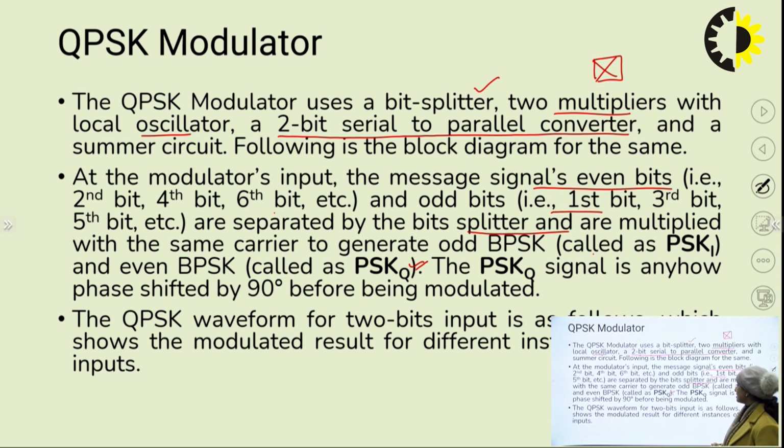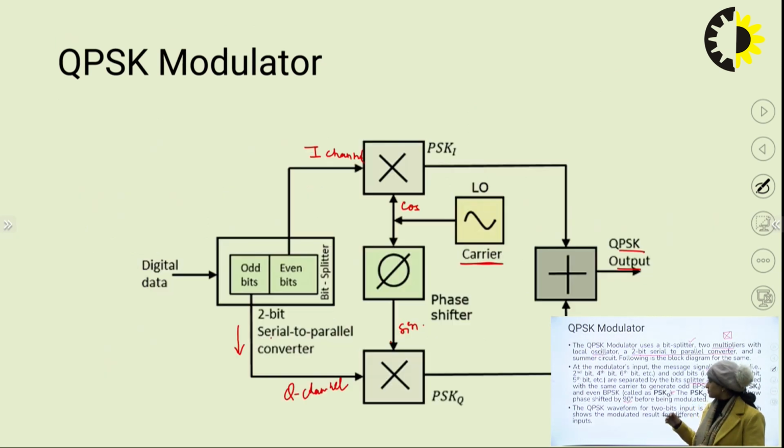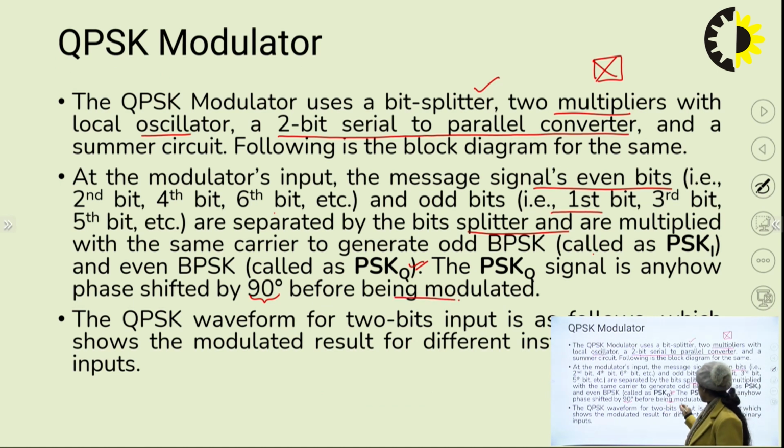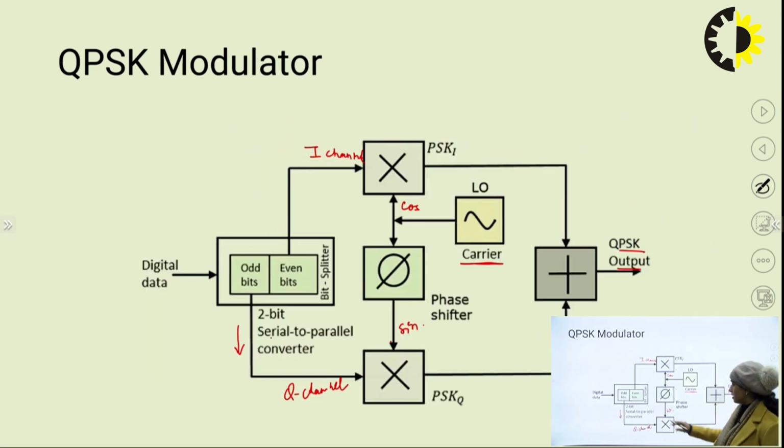The PSKQ signal is phase shifted by 90 degrees, as the second product modulator, that is the product modulator of the Q channel, is provided a carrier with 90-degree phase shift before being modulated. True. The QPSK waveform for the 2-bit input is as follows, which shows the modulated result. So after the modulator block diagram, I am going to show you the waveform, how it looks. So I hope this is clear.